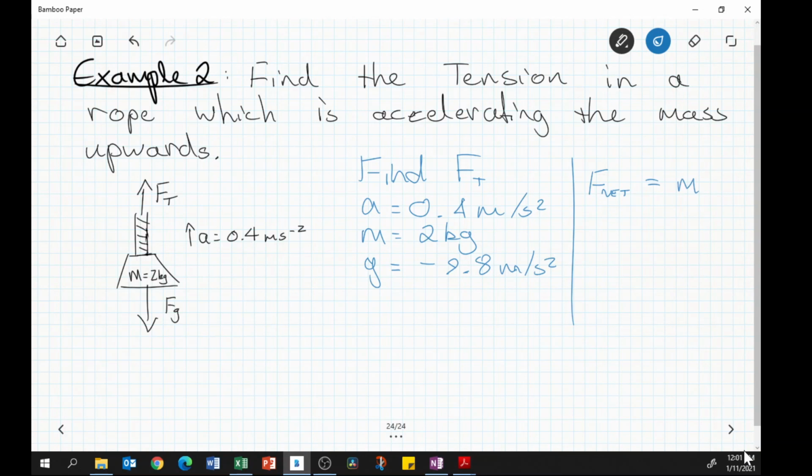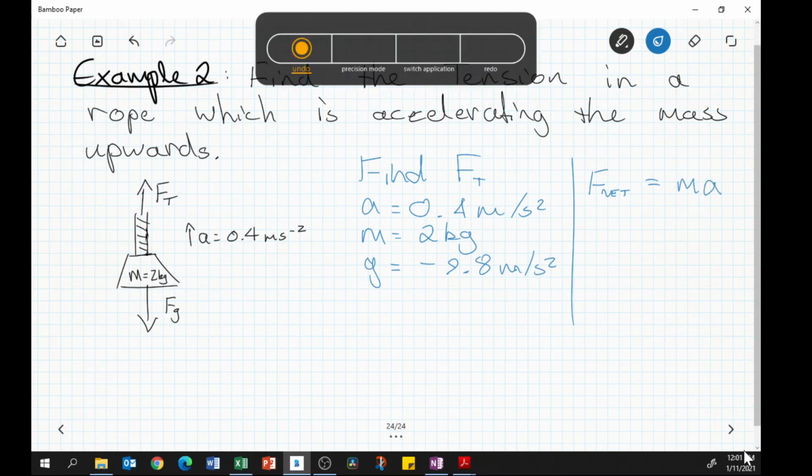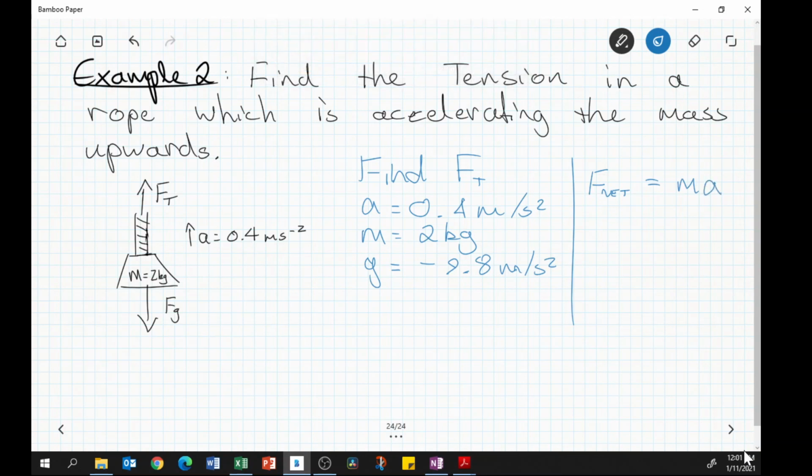Now, we're getting complicated. What? MA. F equals MA. Sum of all forces equals mass times acceleration, yeah? Really important critical formula. You shouldn't need to go to a formula in data book for this. You should know this, okay? This should be memorized. F net equals MA. That's what's going to help us figure this out.